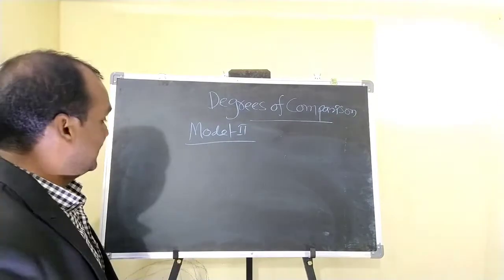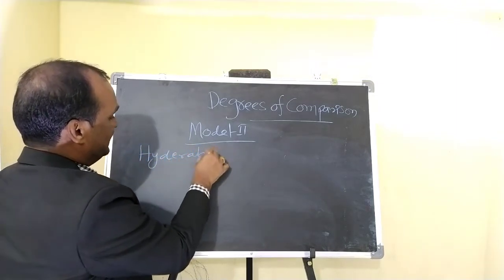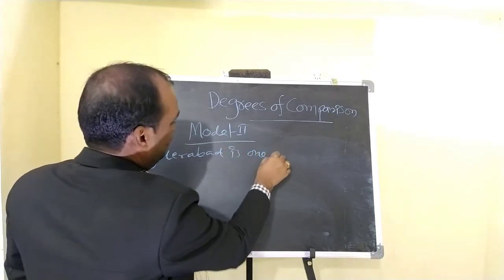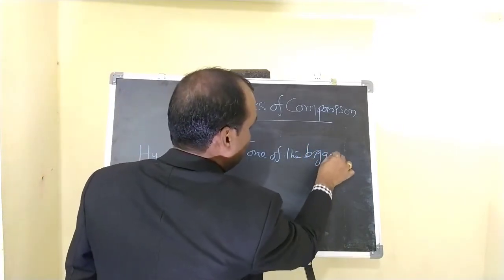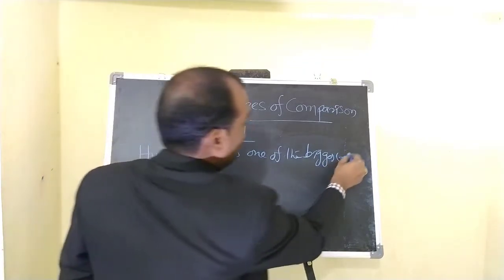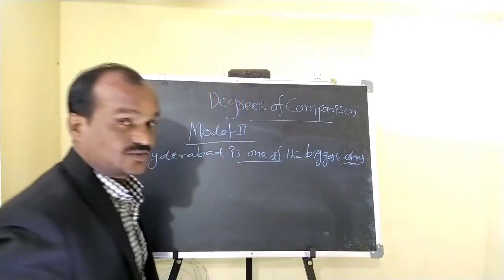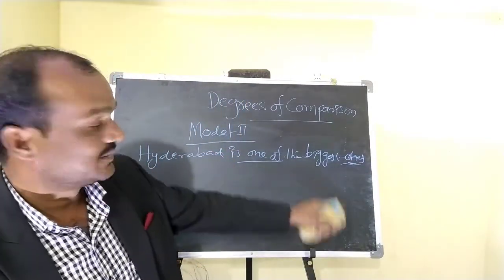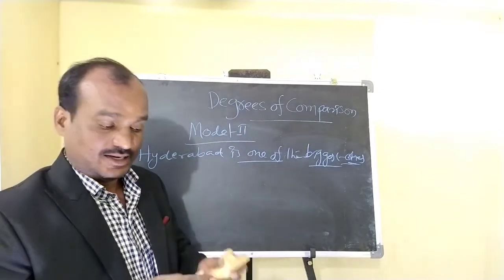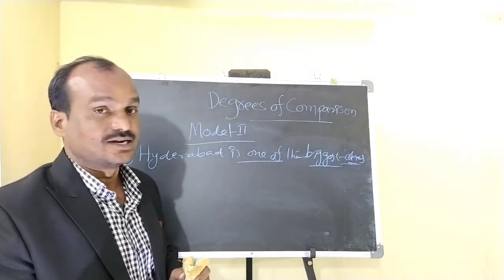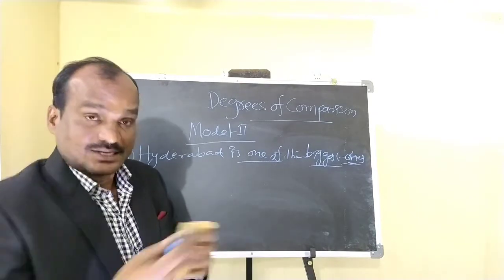So what is the first example that I have taken? Hyderabad is one of the biggest cities. What does it mean? Not only Hyderabad is the biggest city, but it is one of the biggest cities. If the sentence begins with one of the, the noun it follows should be in plural, right? So Hyderabad is one of the biggest cities. If one of the is there, we can consider it in model 2, right? What does it mean? So there are other cities like Hyderabad.